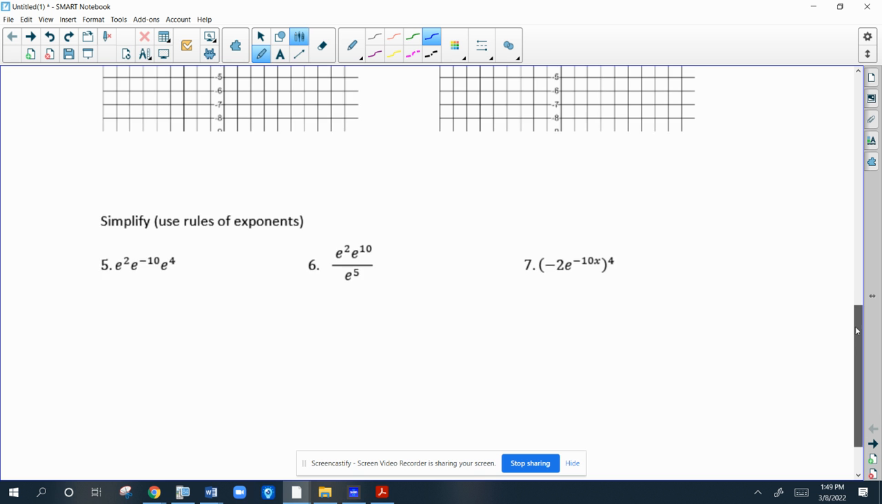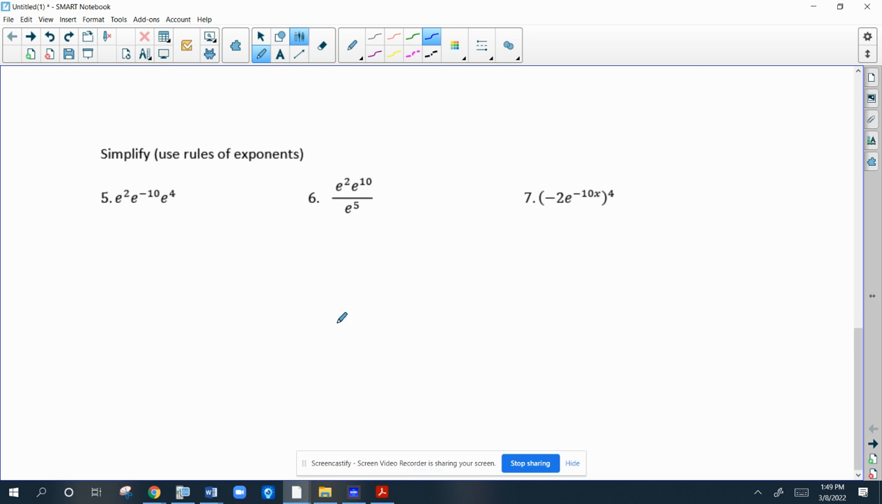So let's do the simplification. Now, rules of exponents. If you're multiplying exponents with the same base, you add. If you're dividing exponents with the same base, you subtract the exponents. And if you raise an exponent to a power, you need to multiply exponents. Now, all of these have the same base. They're all e. So for this one, since you're multiplying, you're going to add all the exponents.